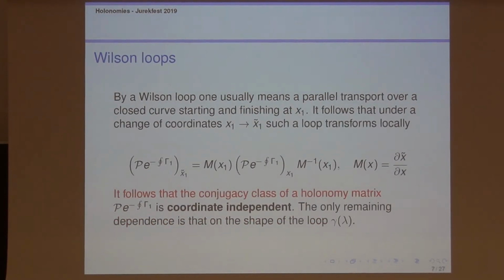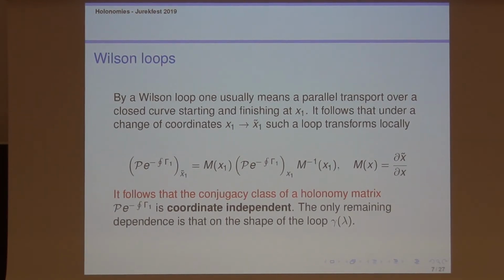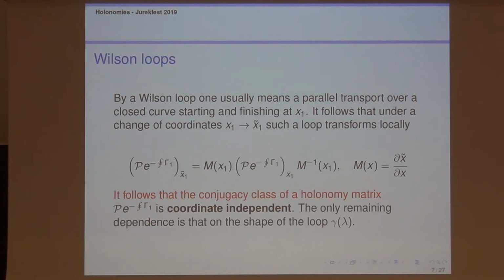We can define something like a Wilson loop, which traditionally is considered to be a holonomy along a closed path, which starts and ends at the same point, x1. And obviously, this kind of path-ordered product transforms locally at the point from which it starts. And it follows that the conjugacy class of such a holonomy, which defines such a Wilson loop, depends only on the path on which we perform this parallel transport.